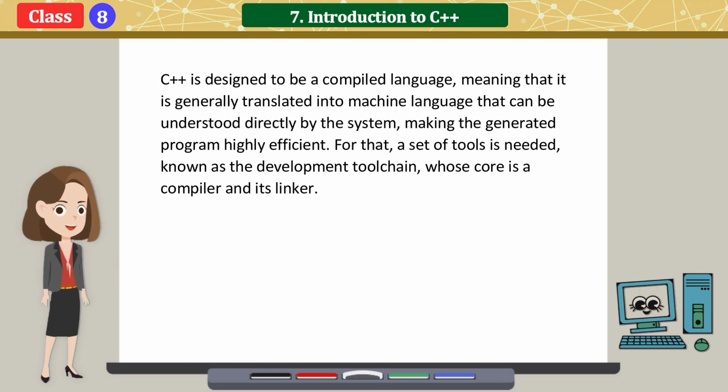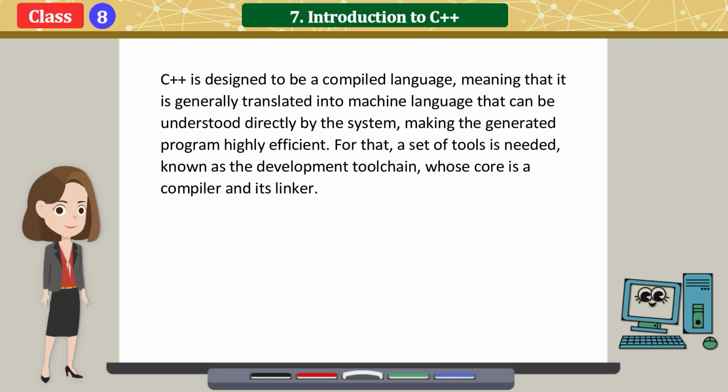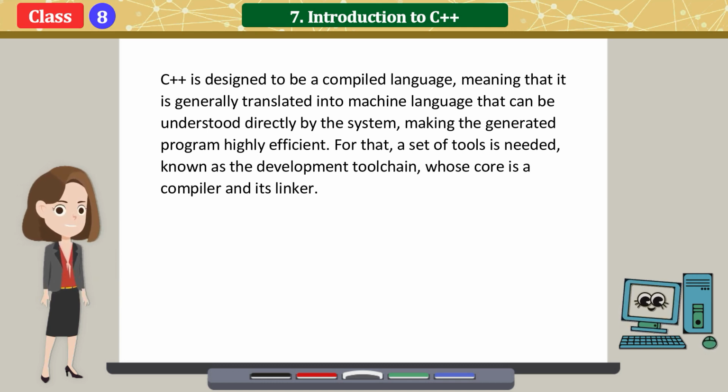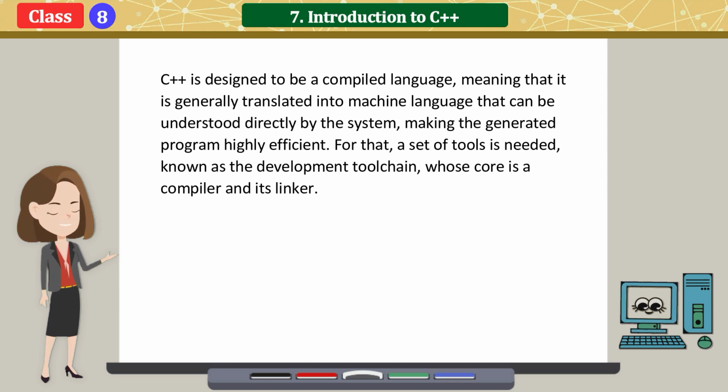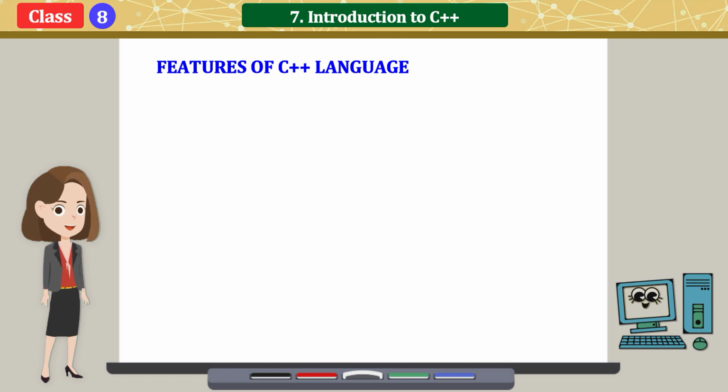C++ is designed to be a compiled language, meaning that it is generally translated into machine language that can be understood directly by the system, making the generated program highly efficient. For that, a set of tools is needed, known as the development toolchain, whose core is a compiler and its linker. Features of C++ language.